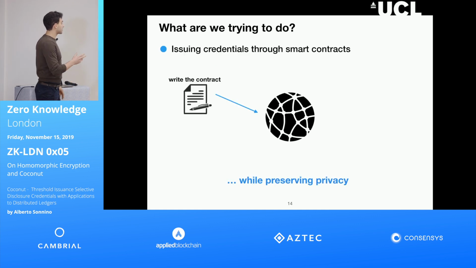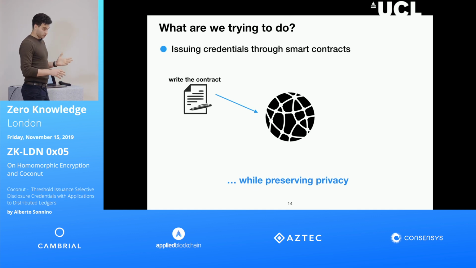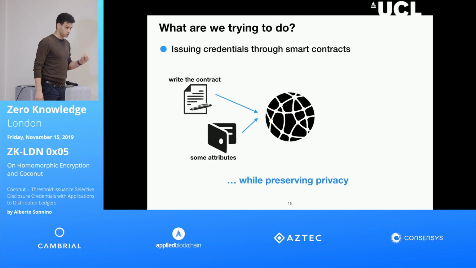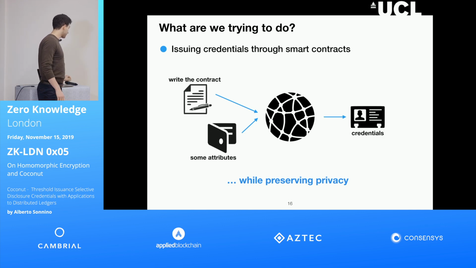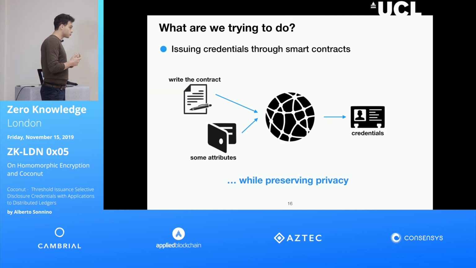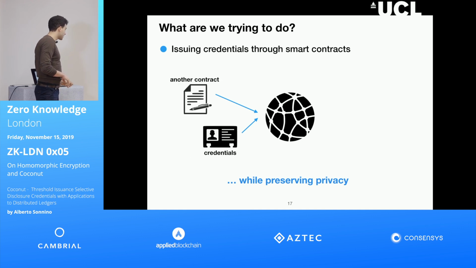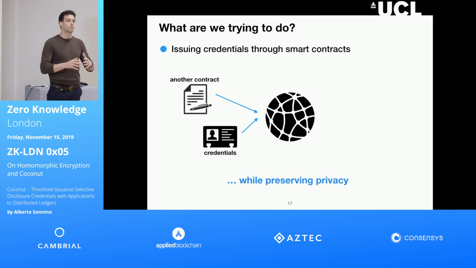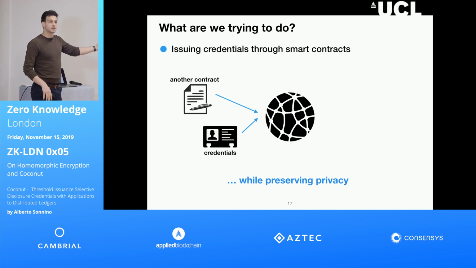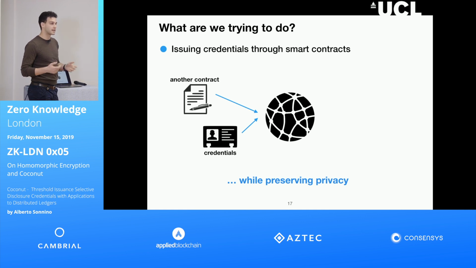So what we really would like to do is write one contract. These smart contracts would take some attributes, go to the blockchain, get executed, and at the end of the day, you get some credentials. So still verified by everybody, but only you should be able to take those credentials and use them with another smart contract to authenticate yourself or for whatever other reasons. Despite that, the issuance and the verification may happen entirely on-chain and under the eye of everybody.